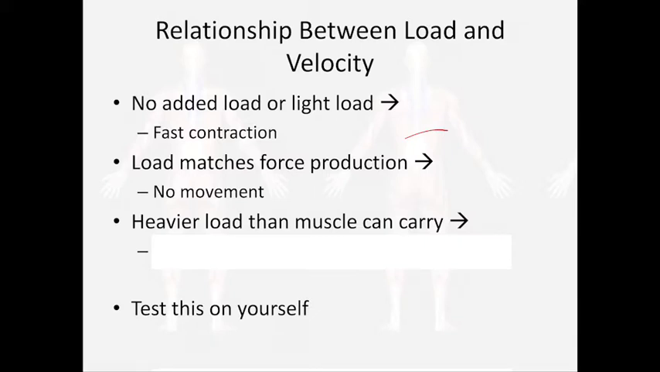And then the third option is when the load is heavier than the muscle can carry. So you're holding something very heavy in your hand, or someone's pushing down against you doing a bicep curl, and they actually push harder than the force you can produce. So your muscle starts lengthening actually, even though it's still contracting. Okay, and this is an example of what are called eccentric contractions. All right, and you can play around with this on yourself.